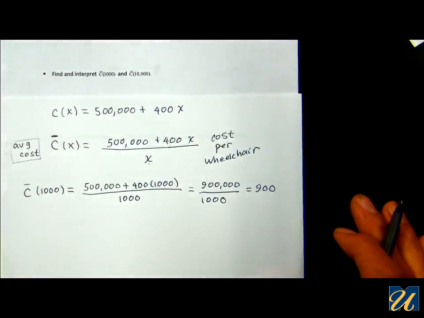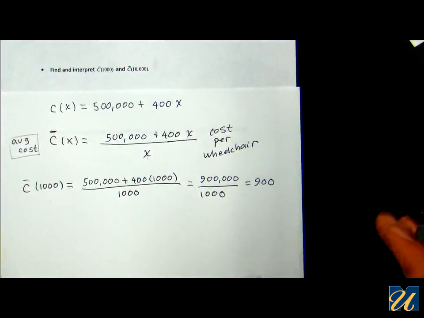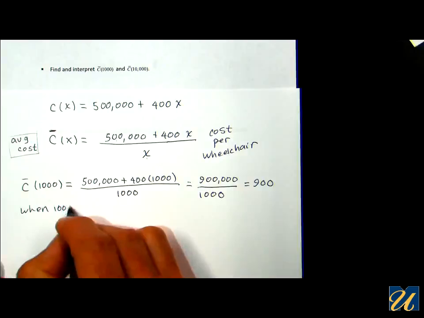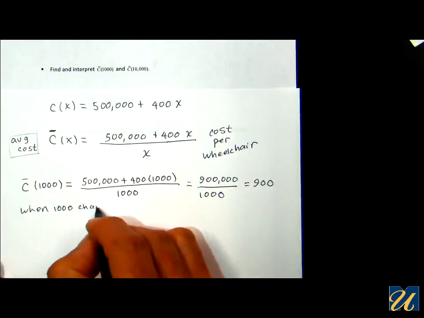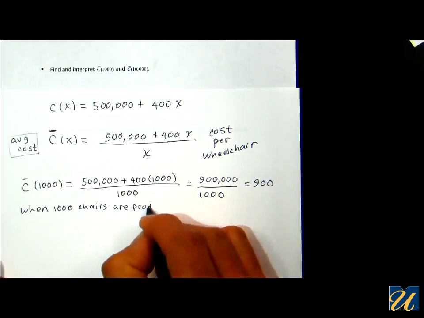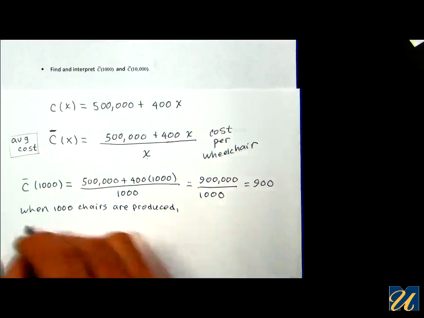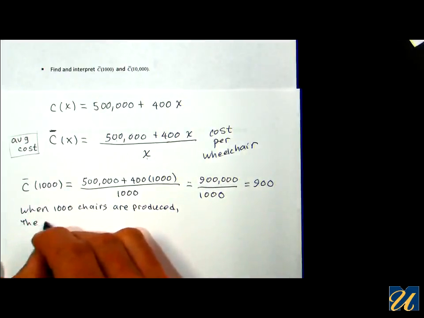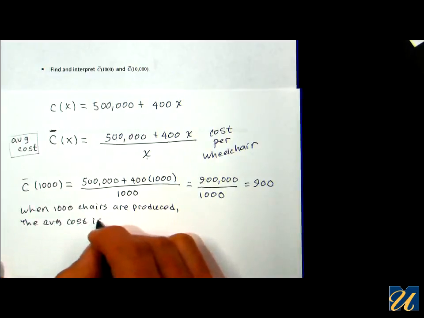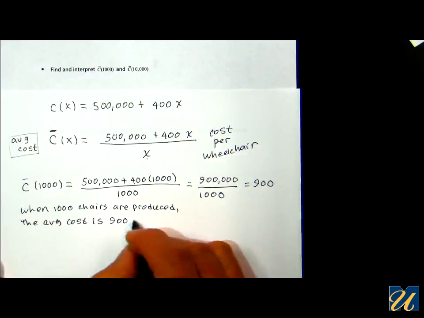Okay, what is this saying? It says that when 1,000 chairs are produced, the average cost is $900.